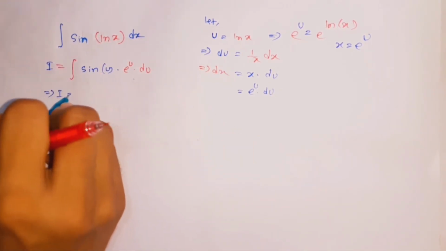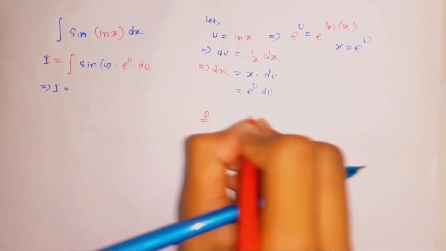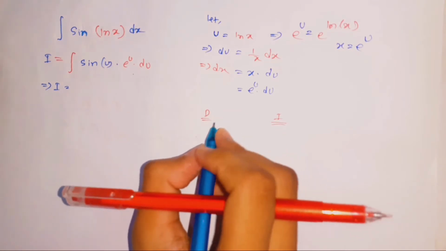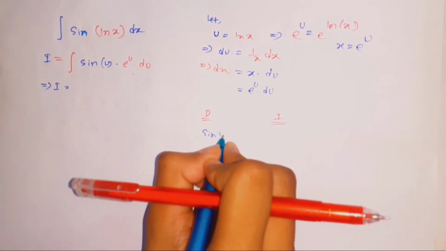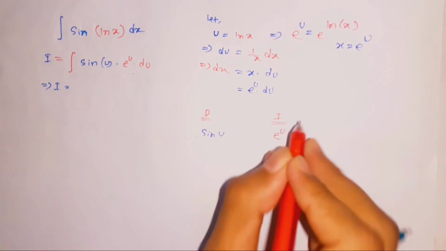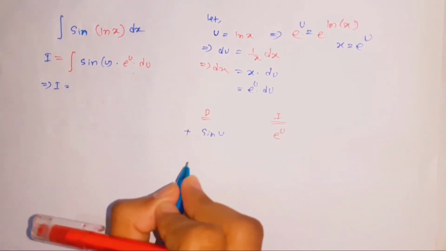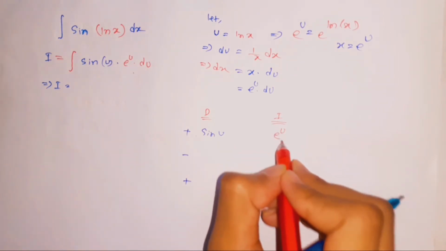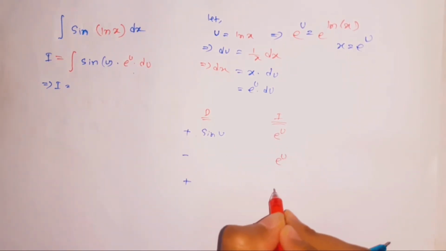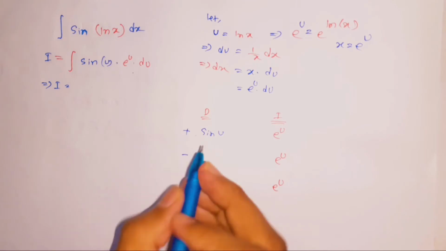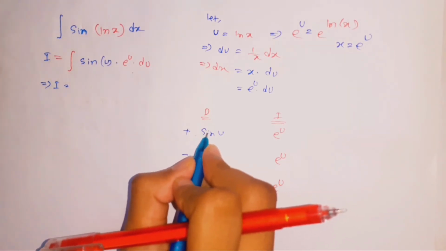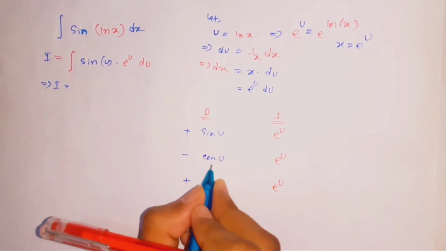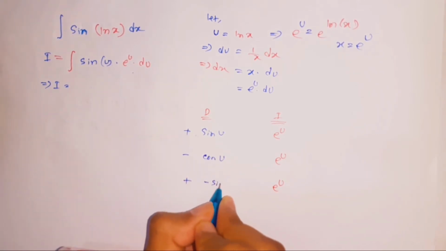Now here is our DI setup for integration by parts. We are going to differentiate sin of u and integrate e to the u. And don't forget these signs: plus, minus, plus. The integral of e to the u will never change, the derivative of sin of u is cosine of u, and the derivative of cosine of u is negative sine of u.